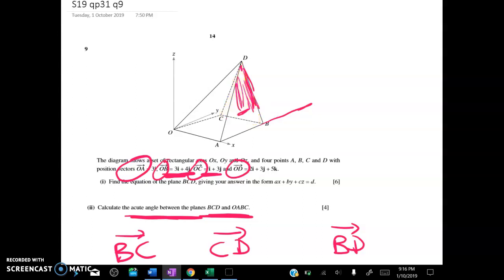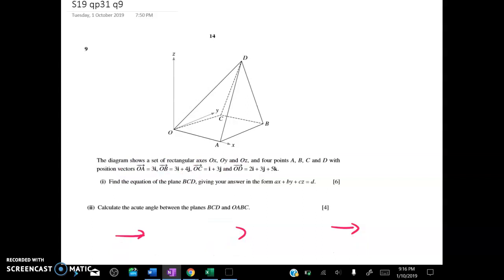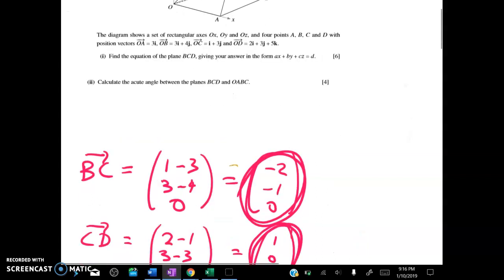Alright, so that's the first of those questions. I'm going to do question paper 32 straight away now, so that we can just blast through a little bit of vector revision.